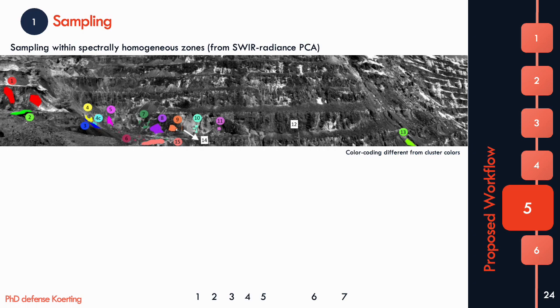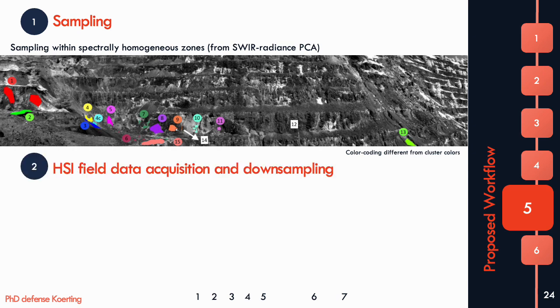So I'm going through these steps for the Apliki deposit now. I started with a sampling within spectrally homogeneous zones. These were predicted by Sentinel's principal component analysis, and I sampled around 37 samples in these 15 different zones. This was followed by my HSI field data acquisition and the downsampling. I have to say here that the field data acquisition was done by an averaging of 10 different hyperspectral images.